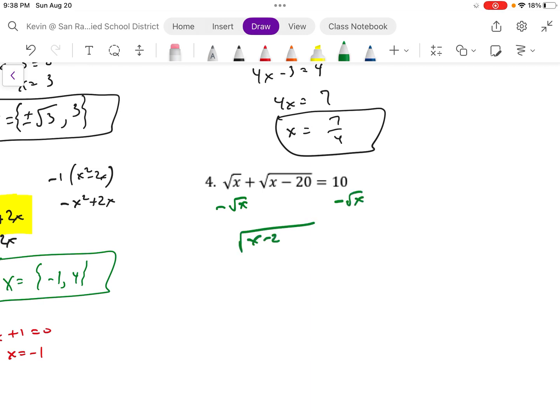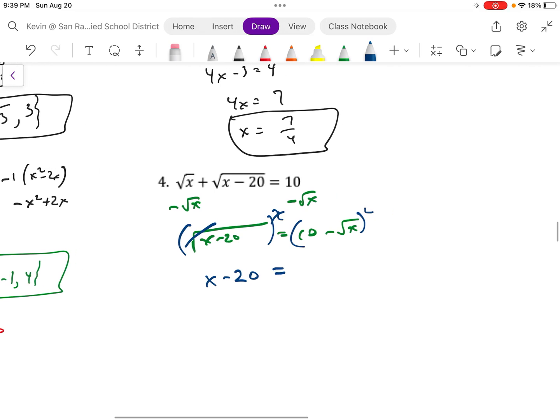We are going to subtract square root of x here. That gives us square root of x minus 20 equals 10 minus square root of x. Now I can go in and I can square both sides. Now when I take the square of the square root of x minus 20, these cancel out, x minus 20. Over here, I've got to use FOIL. All right, 10 minus square root of x, 10 minus square root of x.